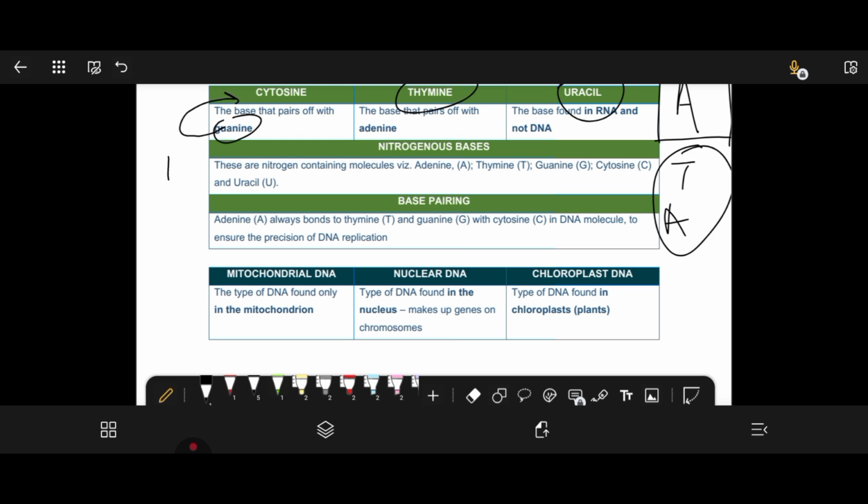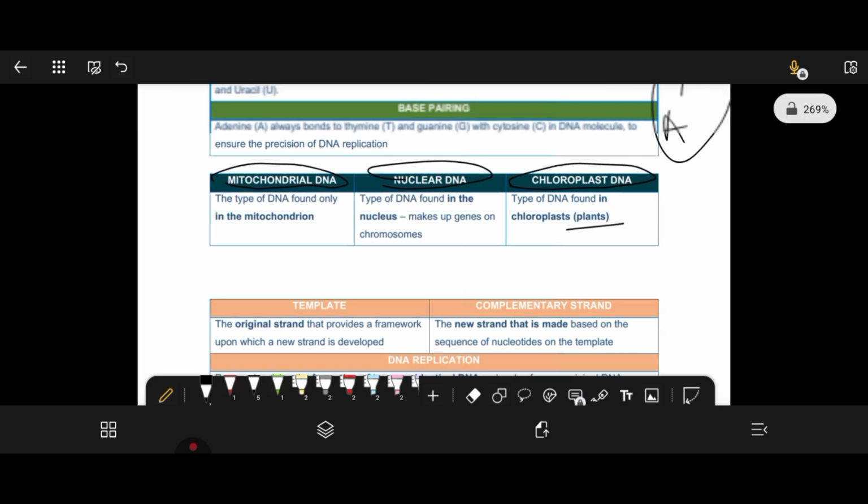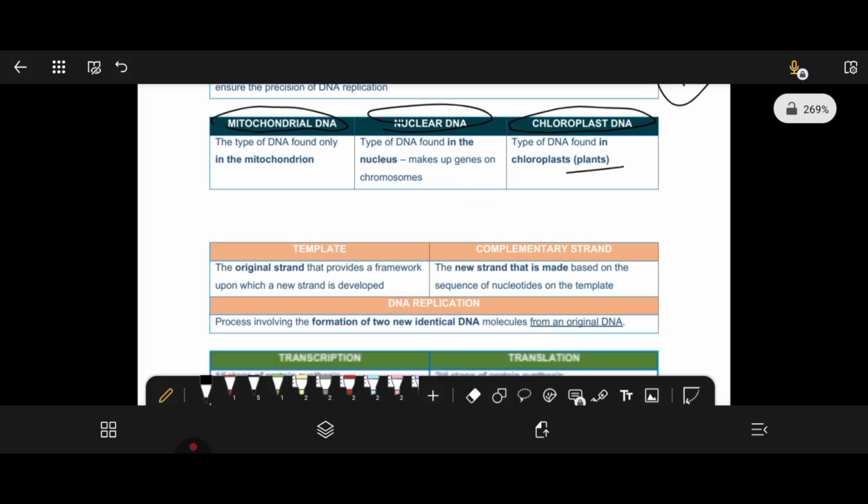We have DNA located in the mitochondria, which is known as mitochondrial DNA. We have DNA located in the nucleus, which is known as nuclear DNA. Chloroplast DNA only happens in plants. That one is only found in plants.